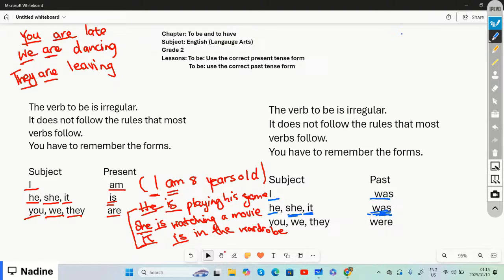And then if we refer to more than one thing or more than one person, then we say you were, we were, or they were. Because it's more than one person or more than one thing. Were.